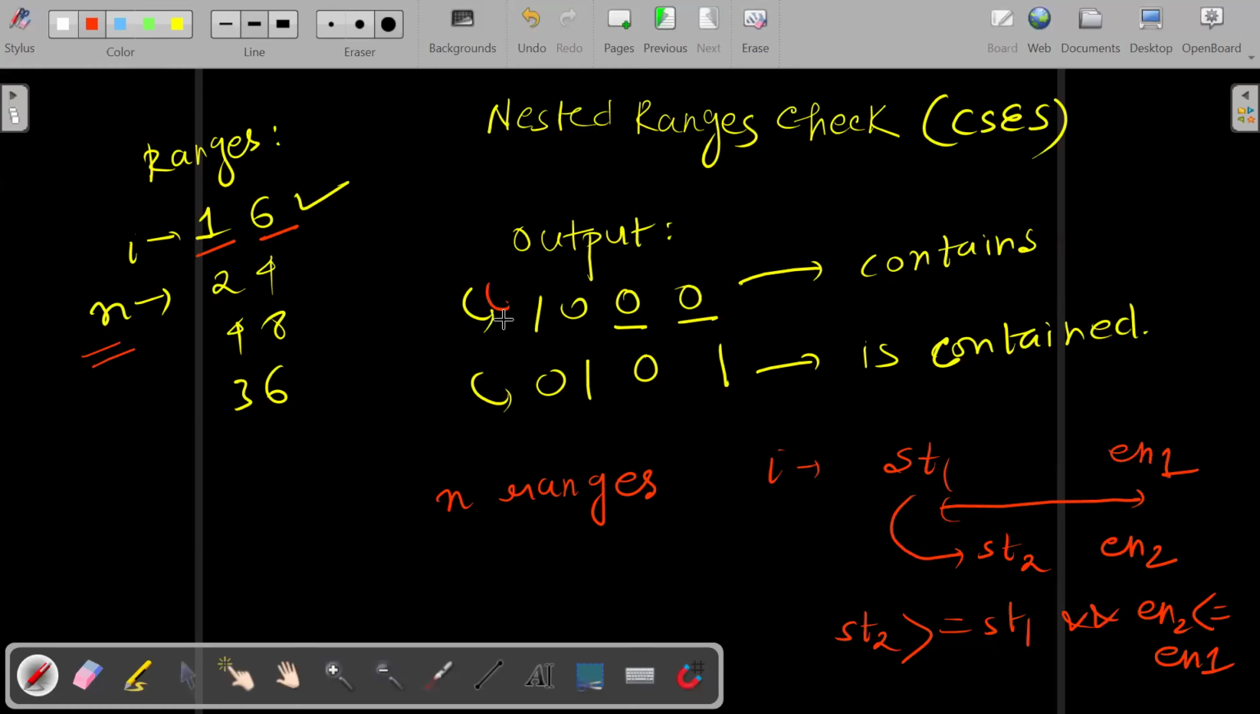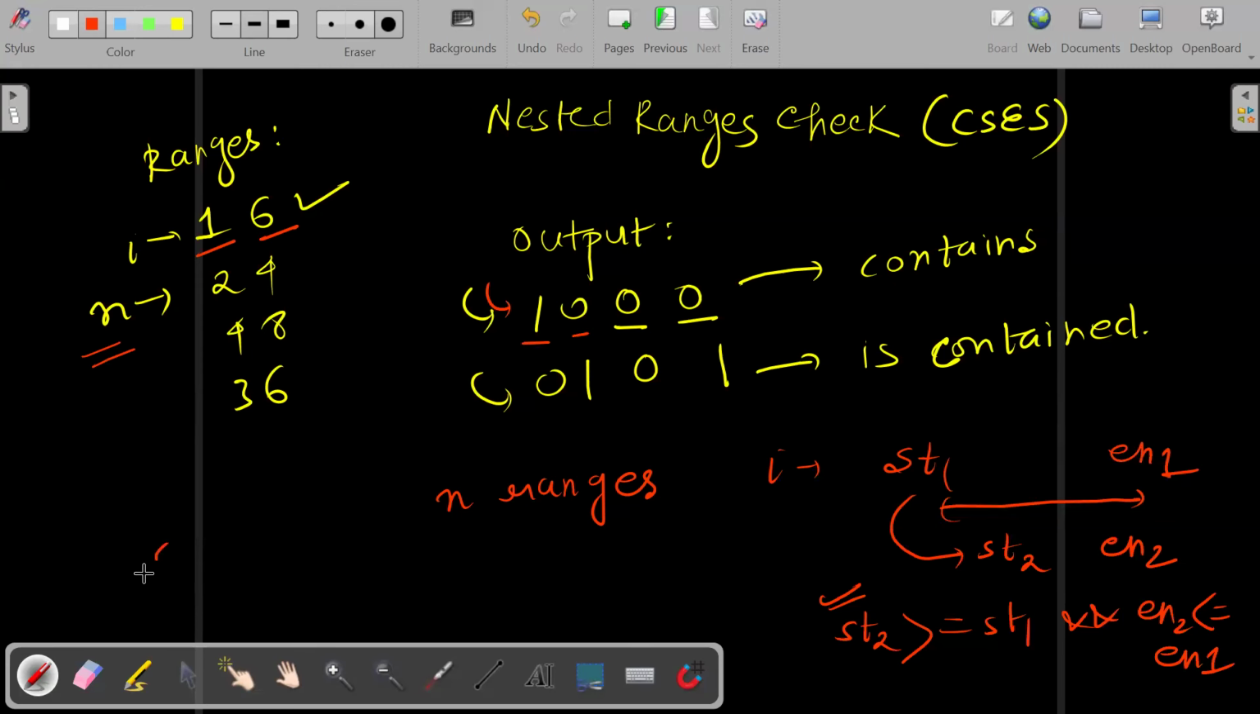So the first line of output suggests that corresponding to any of the ith ranges, whether it contains any other range or not. For each and every one of the ranges, you are required to print the results in terms of zeros and ones. If it is 1, then the ith range contains some other range for which the condition is satisfied. And what does the is contained line mean?